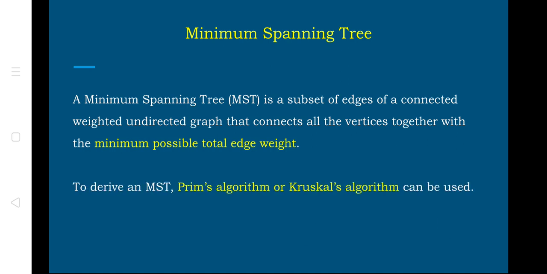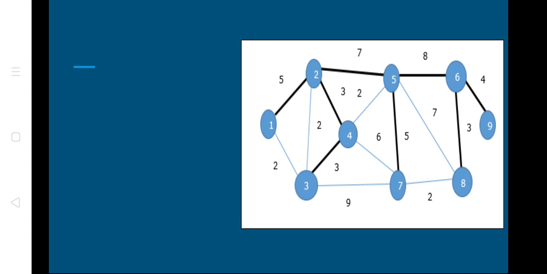To derive an MST, we use Prim's algorithm or Kruskal's algorithm to derive the minimum spanning tree from the given graph. Now let us see an example with a weighted graph. So we can see the edges are connected, and 1, 2, 3, 4, 5, 6, 7, 8 and 9 are there, and also we can see the edges. It's a weighted graph. Earlier we saw the graph which is a non-weighted graph. No values are assigned to the edges. Now it is a weighted graph. Now edges are assigned some values.